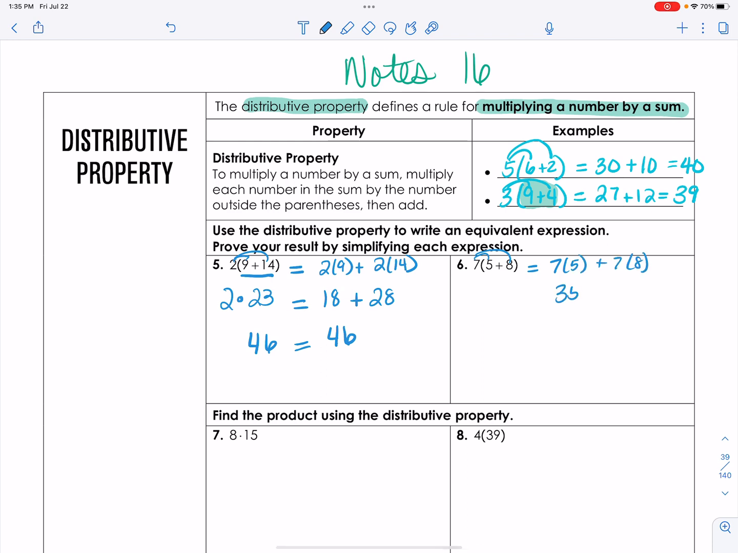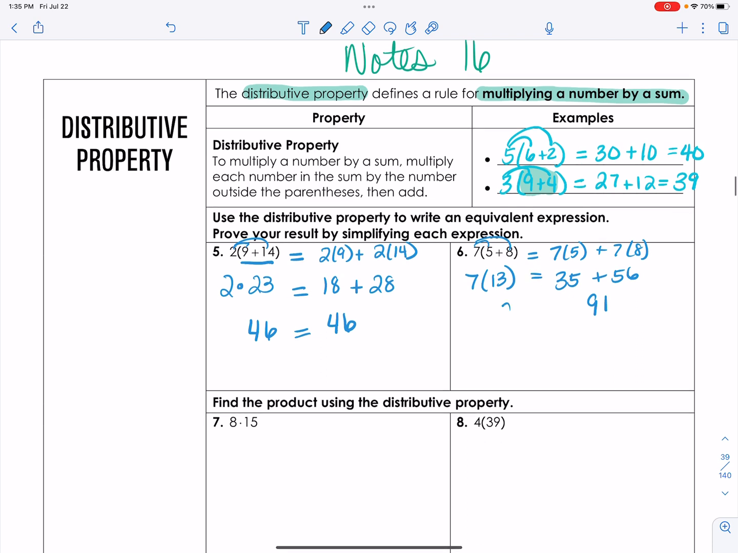On the next one, I'm going to multiply 7 times 5 plus 7 times 8. 7 times 5 is 35. 7 times 8 is 56. If I add those together, I get 91. It might have been easier to add first, because then you have to do 7 times 13. I do believe that's on your pink paper, and that is 91, and you're always allowed to use that. So that's what it means by proving the distributive property.